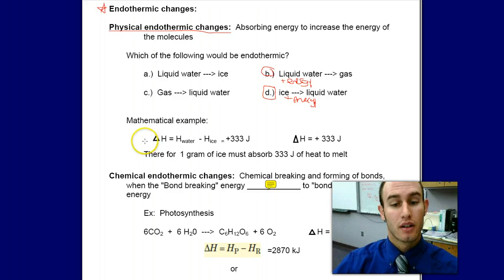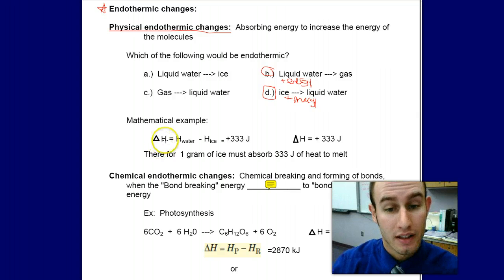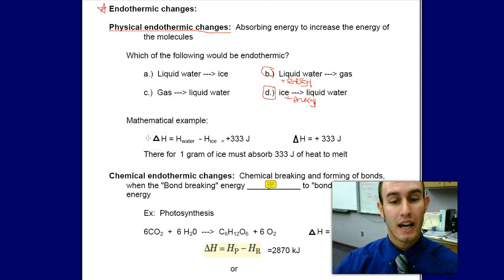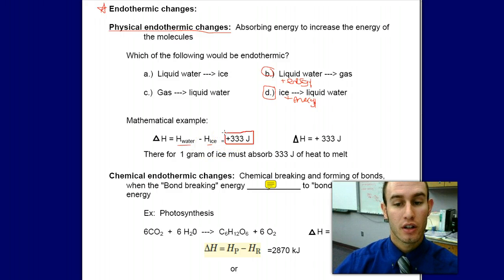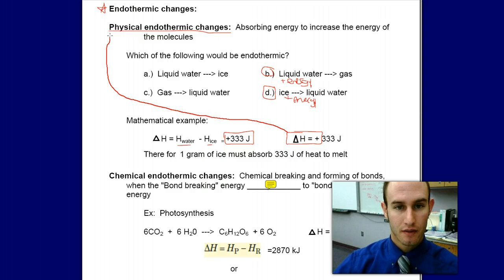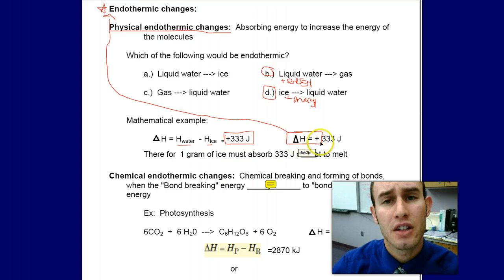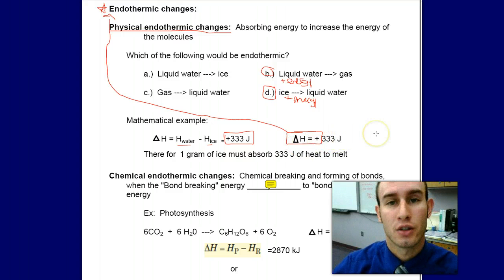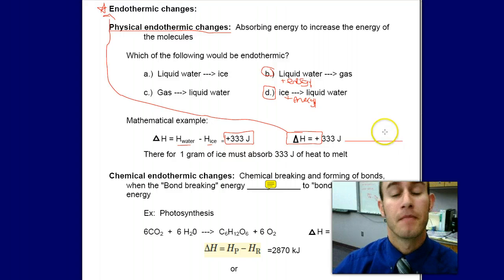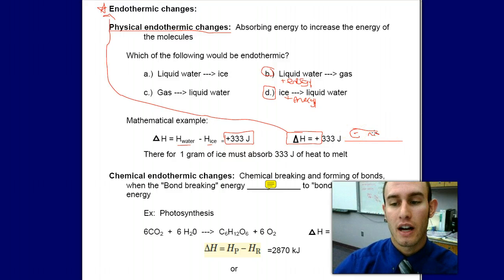Mathematical example here. Is it going to be delta H plus or delta H minus? Endothermic, exothermic. If we subtract here water and ice and we get a plus 333, delta H is positive. We know if delta H is positive, then it is an endothermic change. Remember, delta H positive is endothermic. So I could say delta H plus 333 joules. Endothermic or exothermic? And you write in the answer. You should be able to say, yeah, it's endothermic. I know it's endothermic, all right?